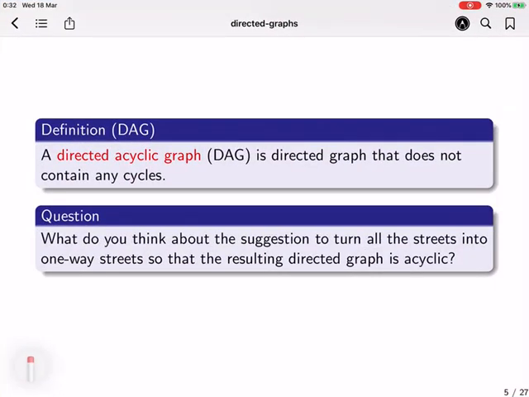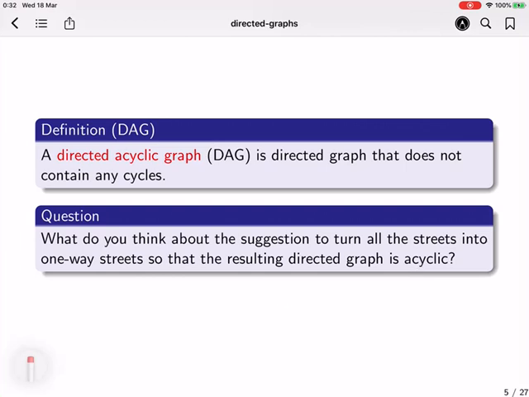Consider the following suggestion that you may or may not come up with. Let's make all the streets in our city one way so that the resulting directed graph is acyclic. Okay, so we think of the streets as directed edges in a directed graph. And we want the resulting directed graph to be acyclic. Would this be a good idea?